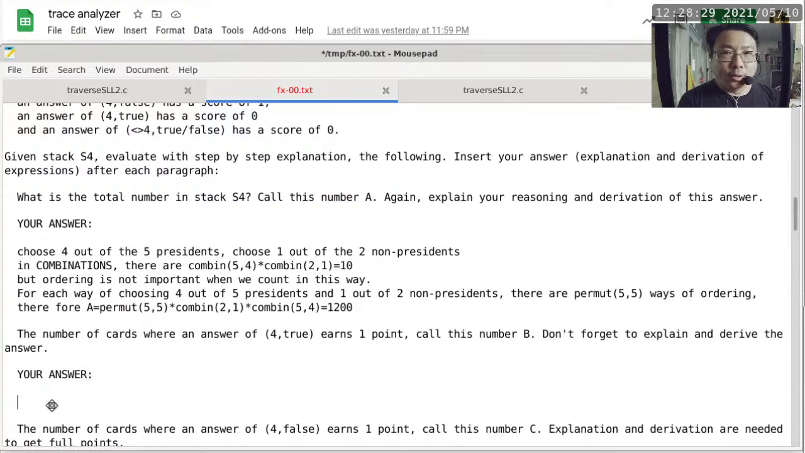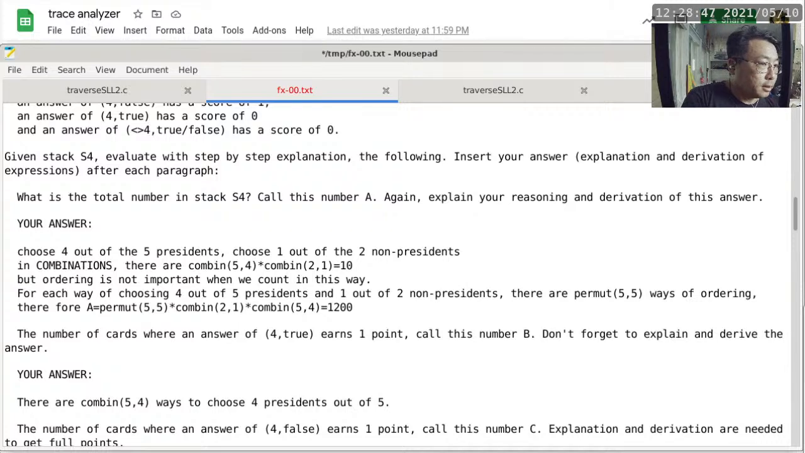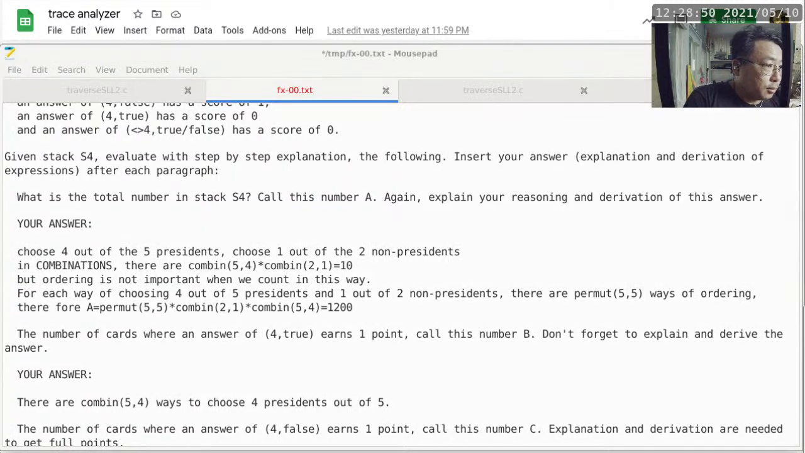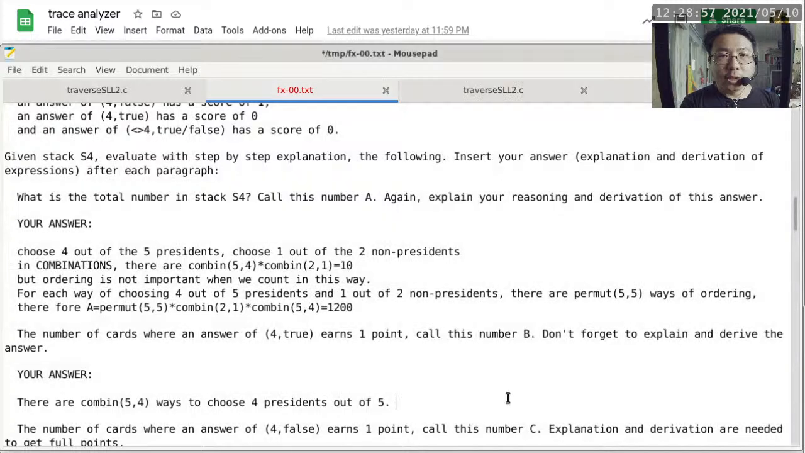Okay, so we basically just have to say there are 5 combine 4 ways to choose 4 presidents out of 5. Okay, so Anita is asking, so we are trying to find how many times the cards can be 4 true. Yes, exactly. In other words, we have 4 presidents out of 5, and the presidents are in the correct order. Okay, there you go. Good job.